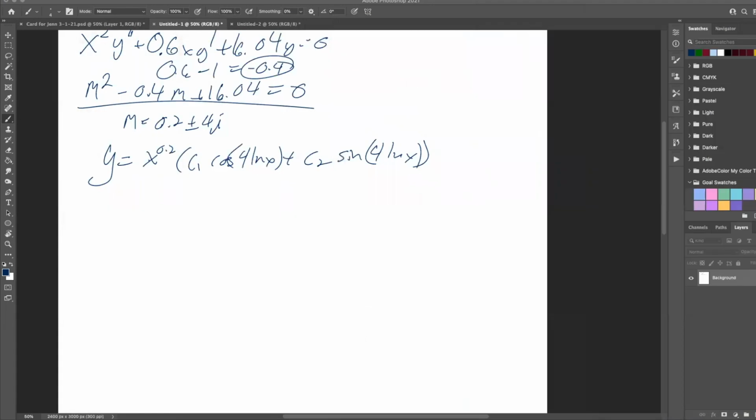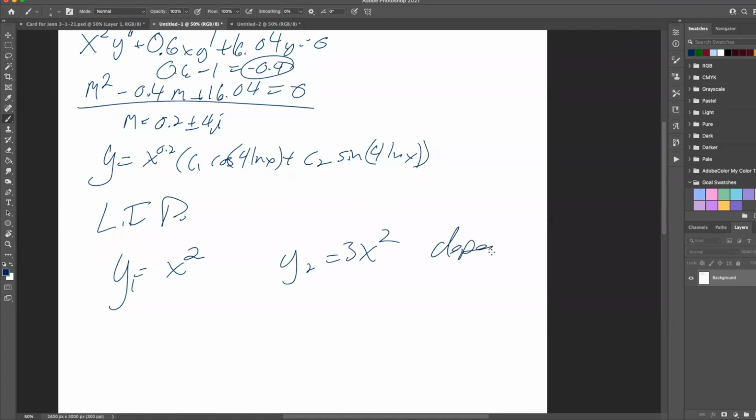Let me just explain, let me talk about linear independence real quick. If I have y1 equals x squared and y2 equals 3x squared, these are linearly dependent. Why? Because if I just multiply y1 by 3, I get y2. But if y1 is equal to x squared and y2 is equal to x to the 2.1, these are independent, right? Because one's not a multiple of the other.